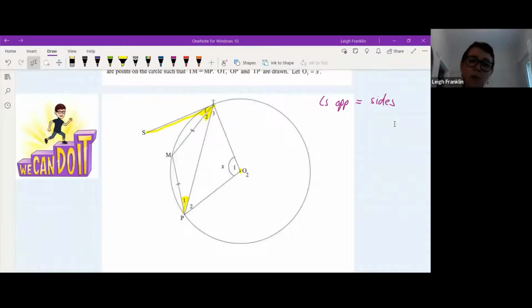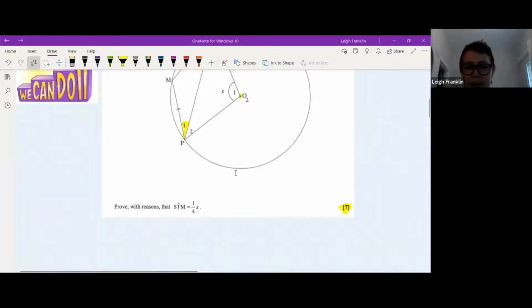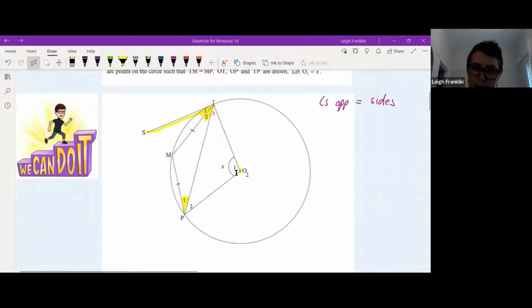All right, nice. So now we've been able to identify a couple of things that T1 is equal to, and that T2 is equal to, and that P1 is equal to. They're all equal to one another in this case. But the question has asked us to prove with reasons that STM is a quarter of X. So we've got to find a way of being able to relate X to these angles that we've highlighted in yellow. So now, instead of me telling you, I want to hear from you.